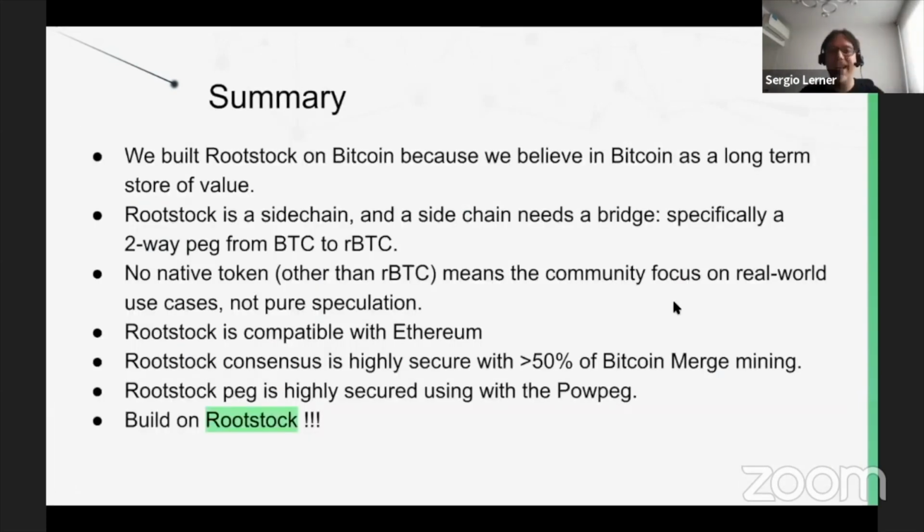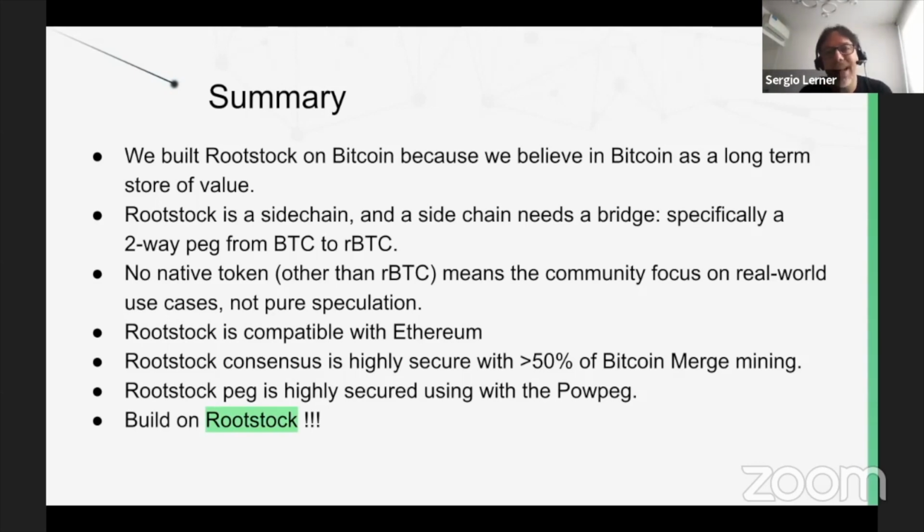So I'm reaching the end of the presentation. We built Rootstock on Bitcoin because we believe Bitcoin is a long-term store of value. We built Rootstock to create a new, more open, decentralized financial system that can serve everyone on this planet. As I mentioned, Rootstock is a sidechain. A sidechain needs a bridge, and this bridge allows you to send Bitcoins from and to the Bitcoin network. We don't have a native token. You are stuck for good or for worse, I think for good, with Bitcoin.